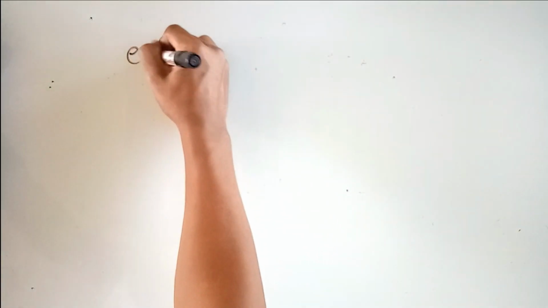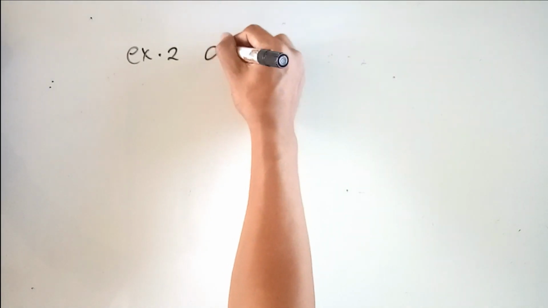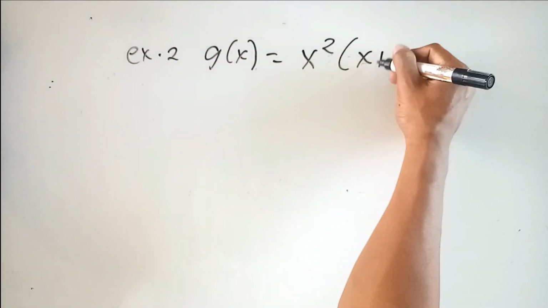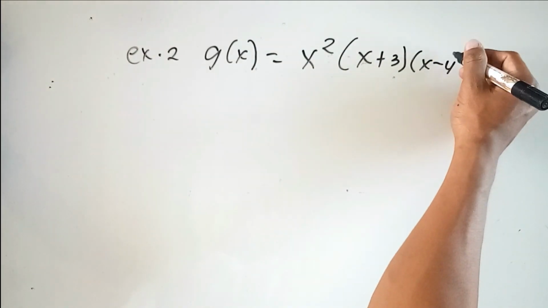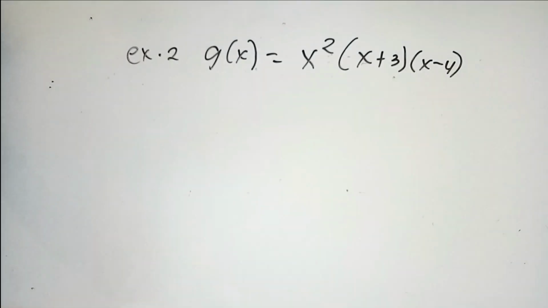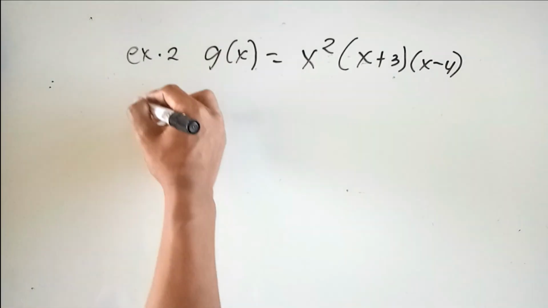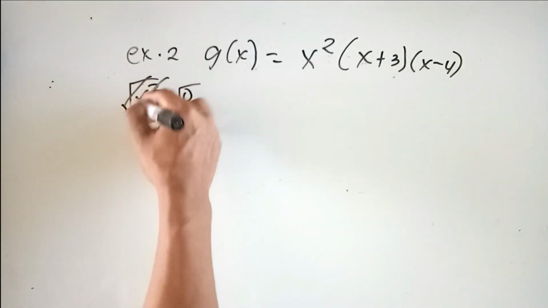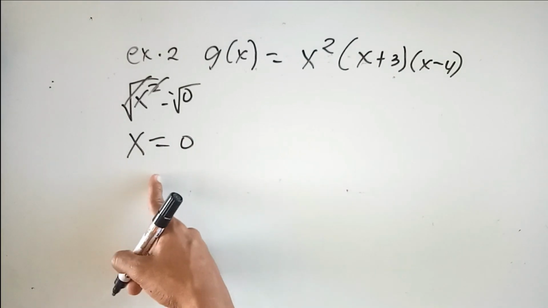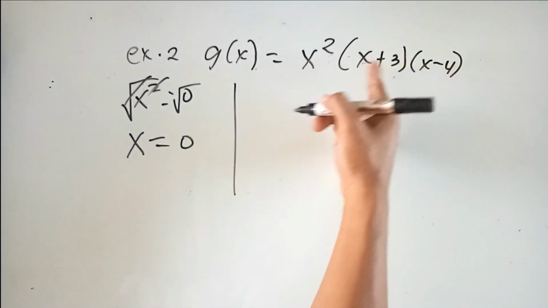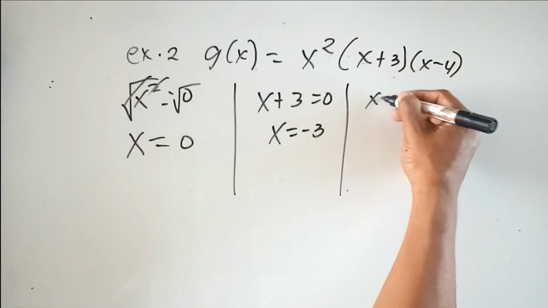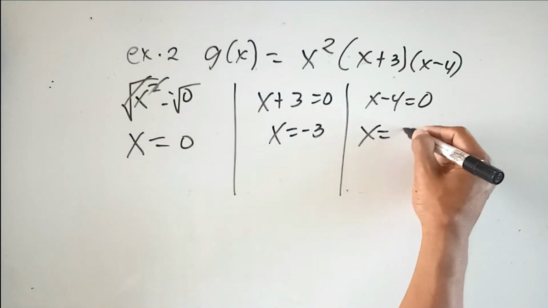So for example number 2, you have the function g of x, and it's going to be x squared, times x plus 3, times x minus 4. If you have a function like that, the same thing applies: you are going to equate each factor to 0 to find the value of x. It's going to be 0, of course, and then next, x plus 3 is equal to 0, this is going to be -3, and the other one is going to be +4.